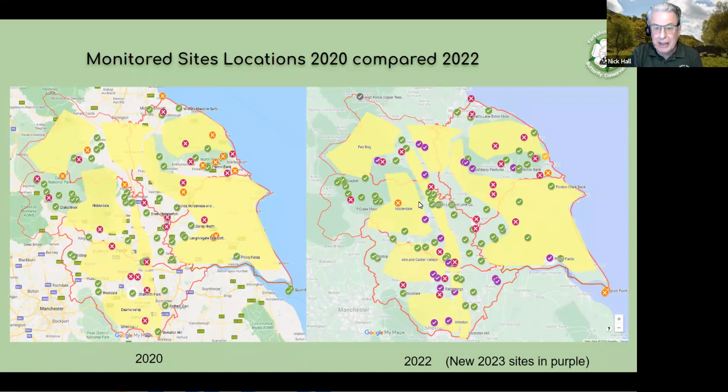And there are so many good butterfly sites on that ridge of limestone. We are improving. You'll see the new sites in purple. We've now got some in the Vale of Mowbray, one in Nidderdale, more along the Limestone Ridge, a couple more down in the Dearne Valley, Rotherham, and in the middle of Sheffield, and more along the Aire Valley, which is excellent news.